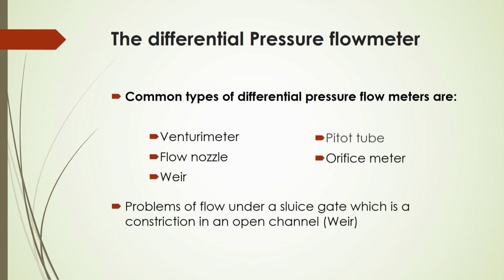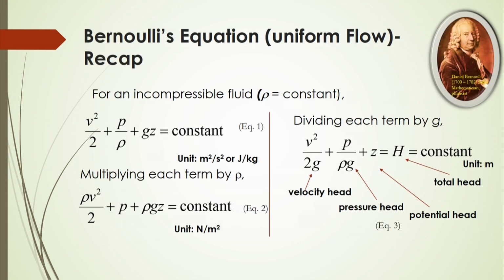There are several different types of flow meters based on differential pressure, which are also commercially available in the market, like the Venturi meter, pitot tube, flow nozzle, orifice meter and weir. We will discuss one by one the basic principle of the Venturi meter, pitot tube, flow nozzle and orifice meter, which are used for flow measurement based on differential pressure.